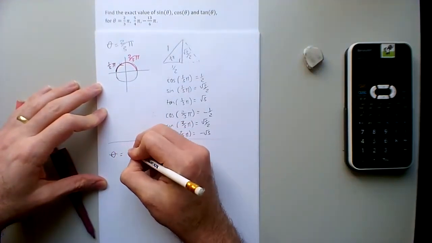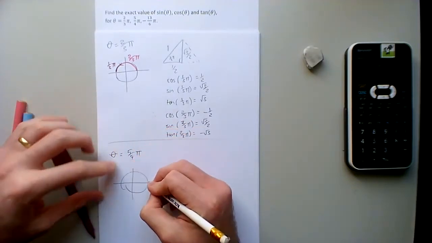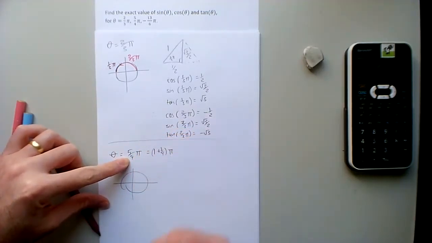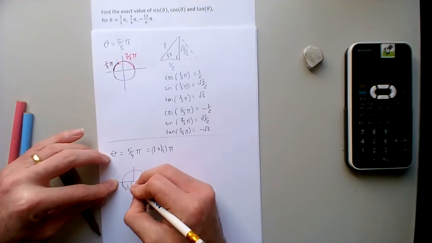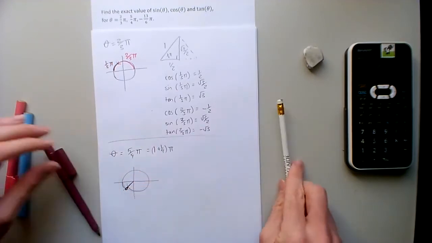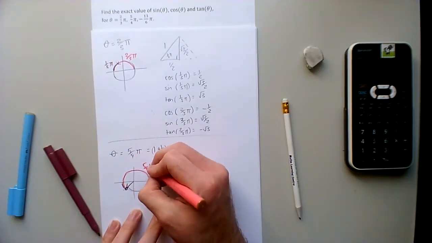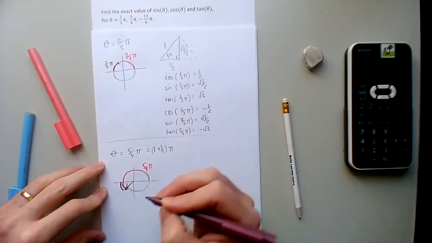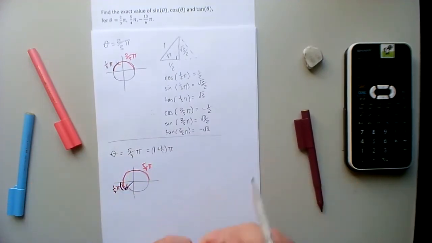So if theta was equal to 5/4 of pi, in my unit circle, 5/4 is 1 1/4 lots of pi. So it's 1 whole pi plus 1/4 of pi. So if that's a whole pi, then 1/4 would be here. So that's my 5/4 of pi. And the distance between here and the nearest multiple of pi is this, which is 1/4 of pi. And so I should use the answer for 1/4 of pi first.